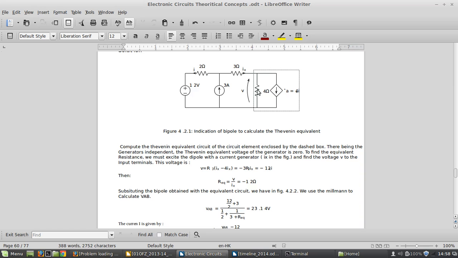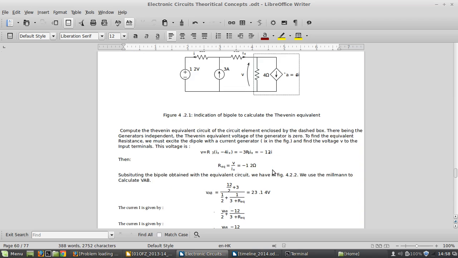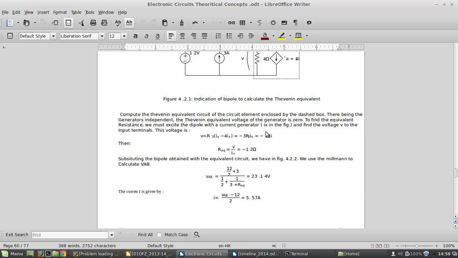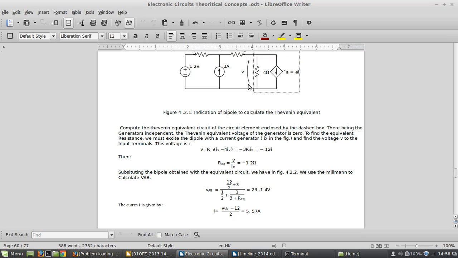So you guys can check out here, the Thevenin voltage V will be equal to R3, that is 4, okay, and ix minus 4ix, this will be minus 3ix, and this is R3, so R3 is 4, 4 times 3 is 12, so 12ix. Just a printing mistake, just be careful about this ix.